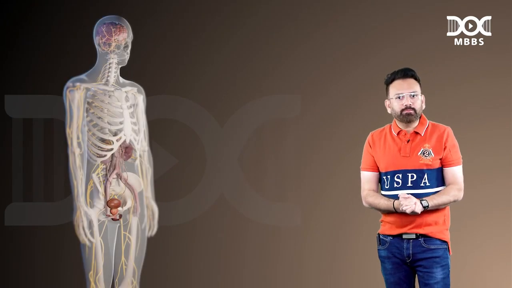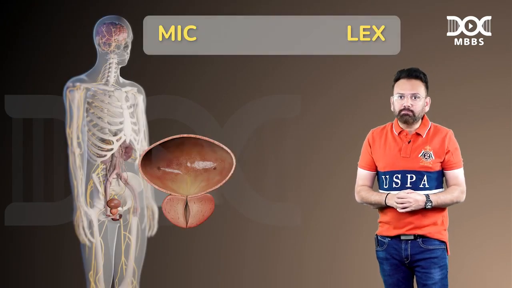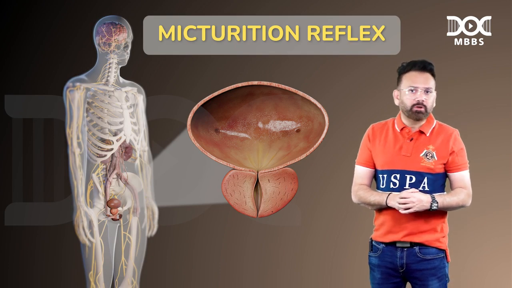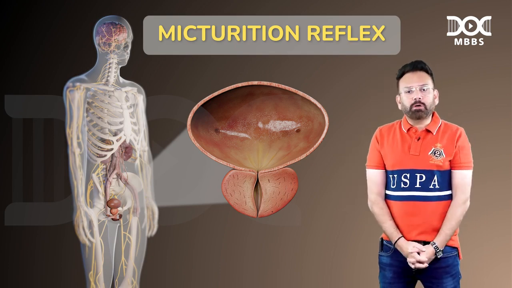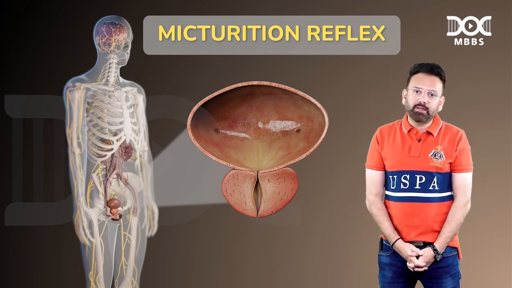So welcome dear student. Now we are going to discuss micturition, reflex and cystometrography. This will cover your competency PY 7.6 as well as 1.9.